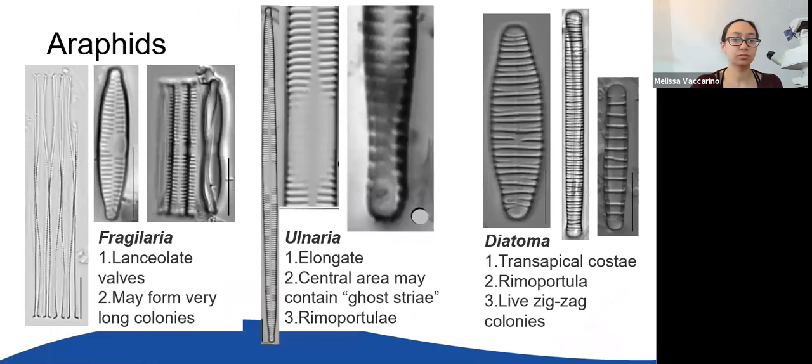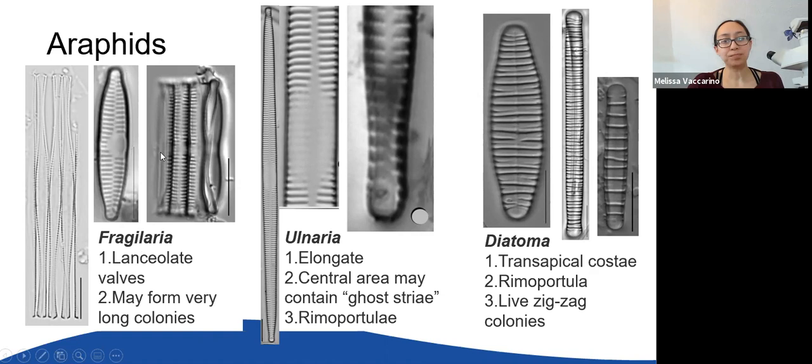Fragilaria is one of the most commonly reported genera, and species are a bit difficult sometimes for these. They have lanceolate valves and again may form long colonies. You're going to want to look at the overall shape and the striae density. You're going to want to look for if there's an expanded central margin.